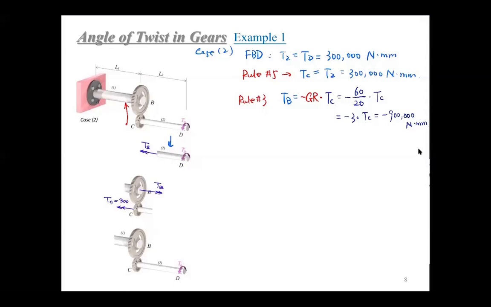Then from TB to T1, the B and shaft 1 are connected together to point A, so T1 equals TB. That is negative 900,000 Newton millimeter. This is our rule number 5 again.